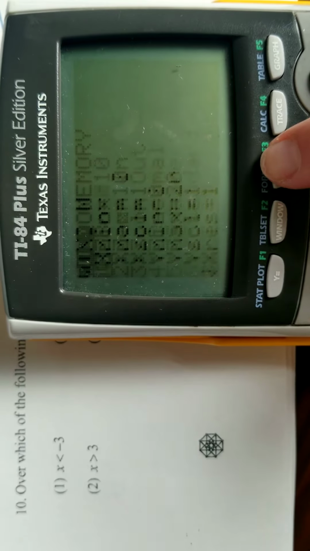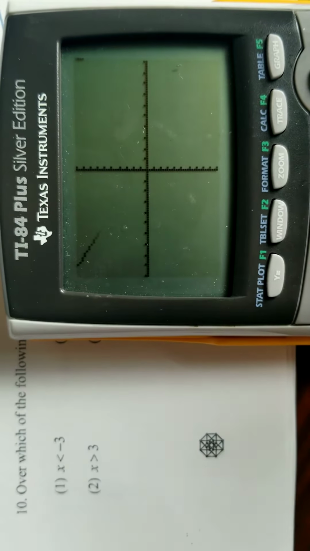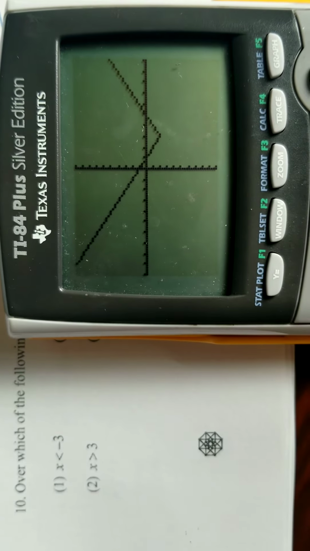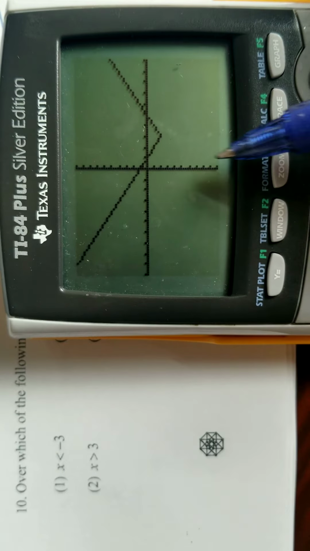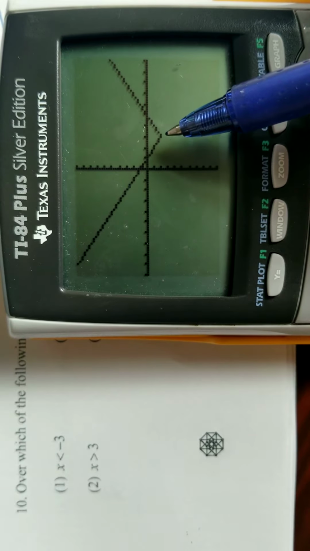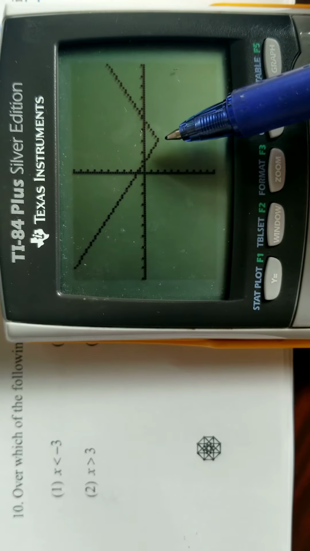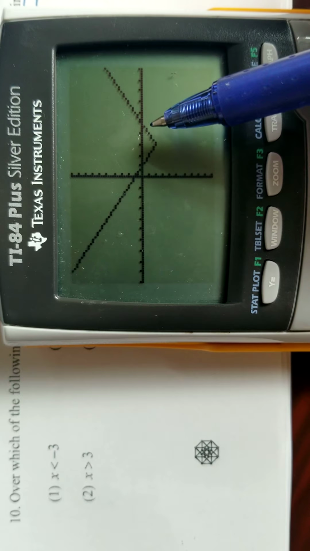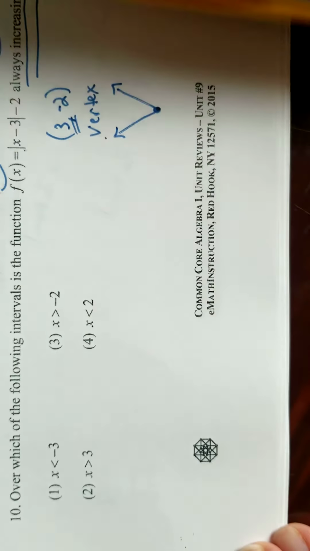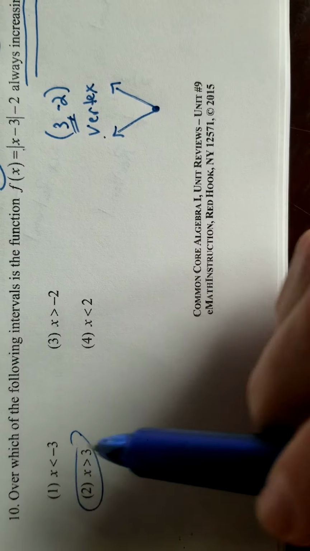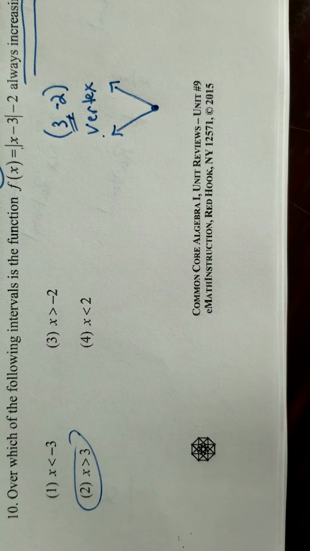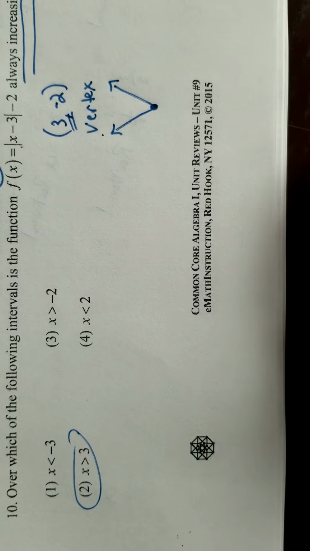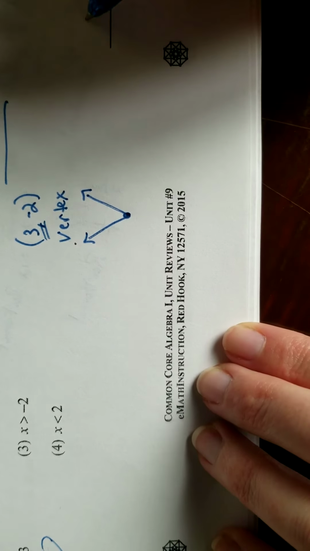So if you go to zoom 6, we get the standard, and there we see our vertex at positive 3, negative 2. And where it's always increasing will be past 3. So x would be greater than 3, which is number 2. So put 2 on the blank. Go on to number 11.